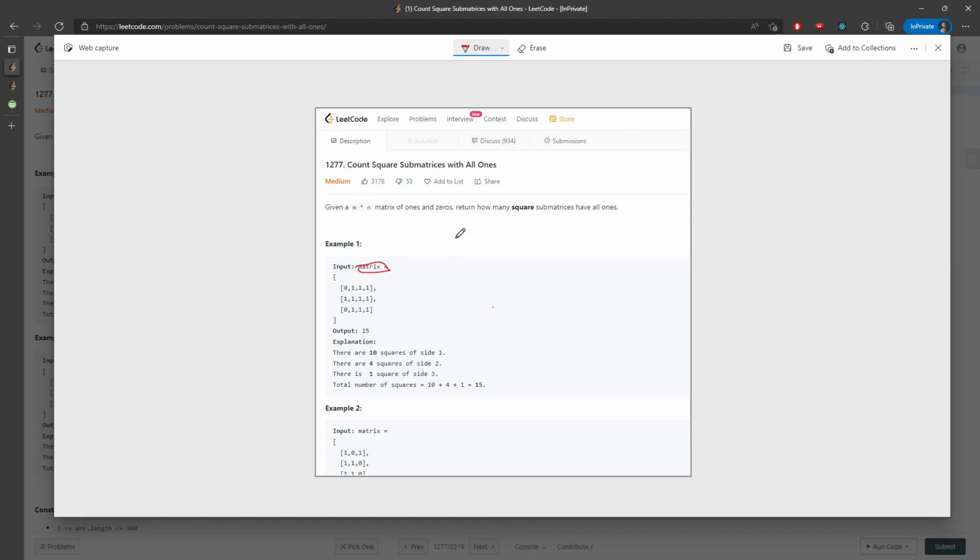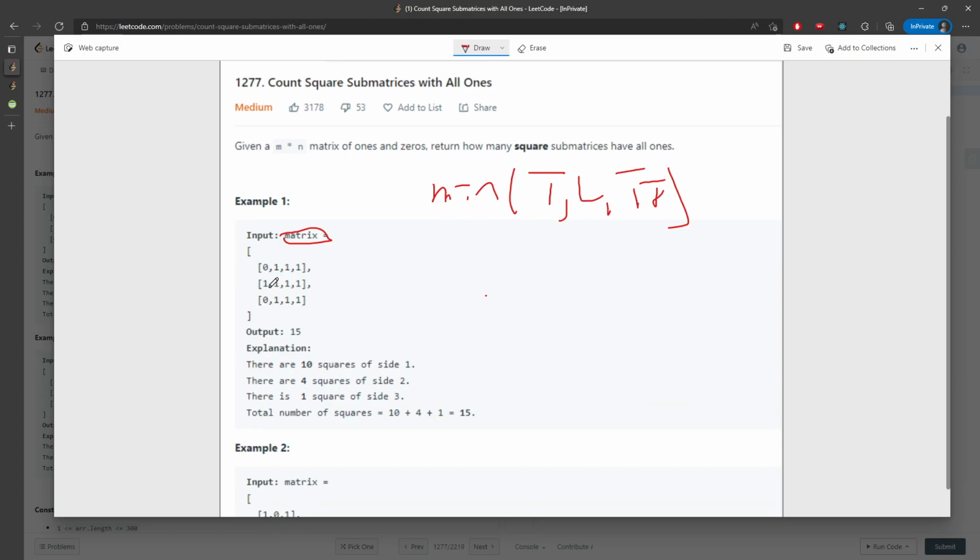We have to find the minimum among top, left, and top left. So imagine this one: top is 1, left is 1, top left is actually 0. So the minimum between these three cells is 0. So 0 plus 1, because you have to add your current 1. So this is still 1.